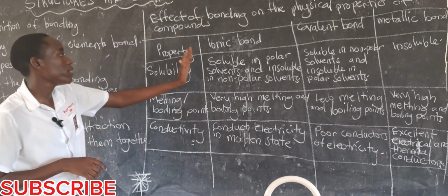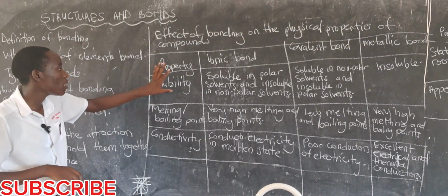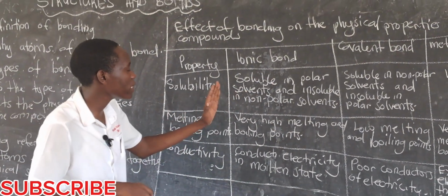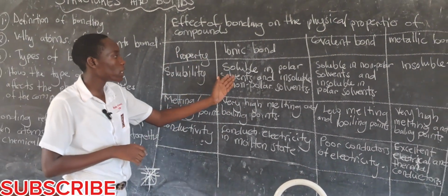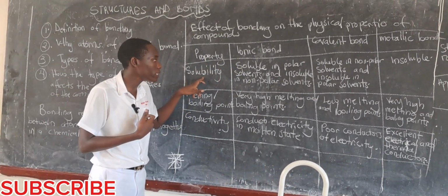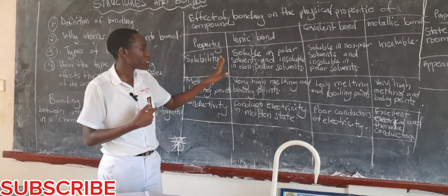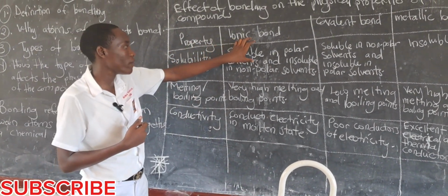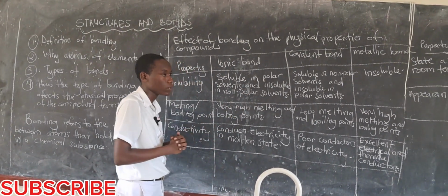For example, ionic bond. When we look at the property of solubility, substances having ionic bonds are always soluble in polar solvents and insoluble in non-polar solvents. When I say polar solvents, I mean water. So sodium chloride is soluble in water and insoluble in non-polar solvents. Non-polar solvents are organic substances, for example, methane. So sodium chloride, which has an ionic bond, is not soluble in non-polar solvents like methane.